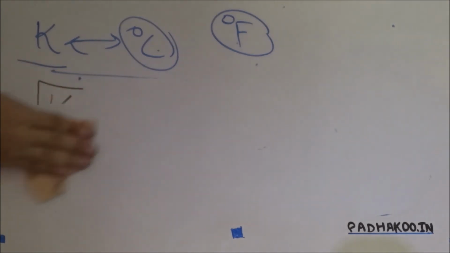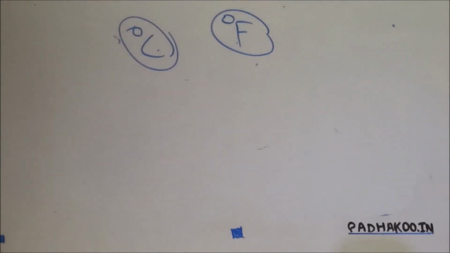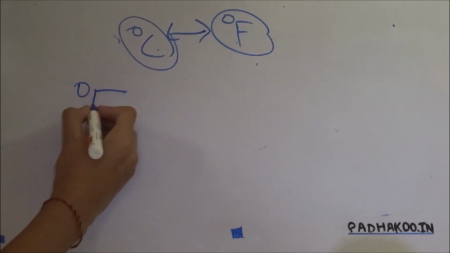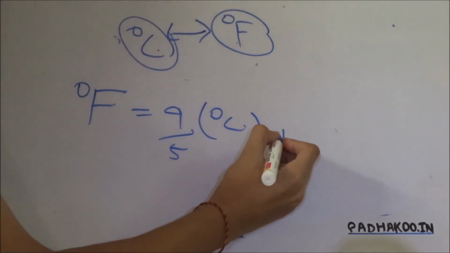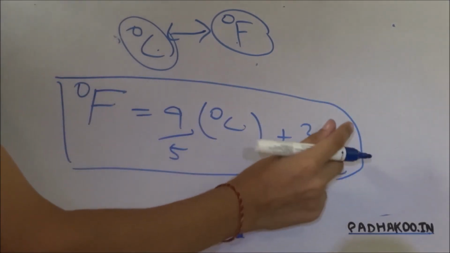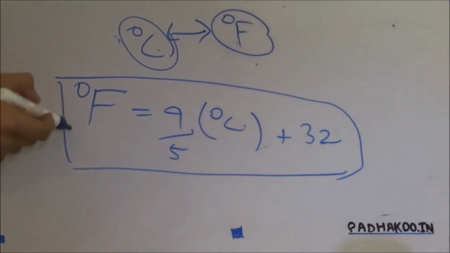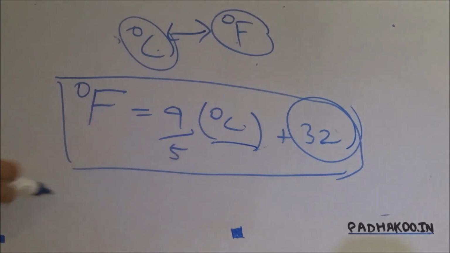So we have done Kelvin to Celsius. Now let's do Celsius to Fahrenheit, from degree C to degree F. It's not as simple as that. Fahrenheit is equal to 9/5 degree C plus 32. This is a formula. We can remember this quite easily. Fahrenheit is equal to 9/5 of the temperature in Celsius plus 32. That's it. That's not that difficult.